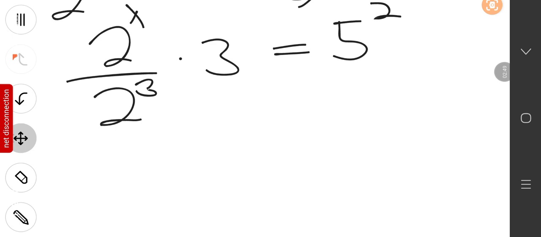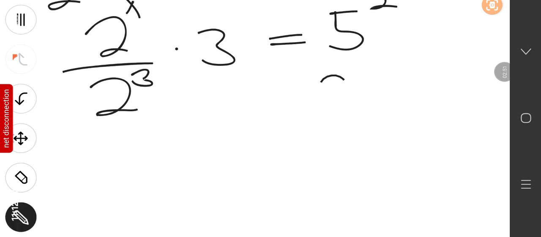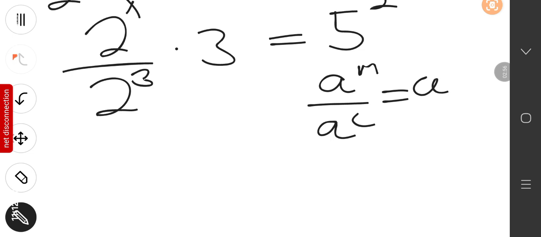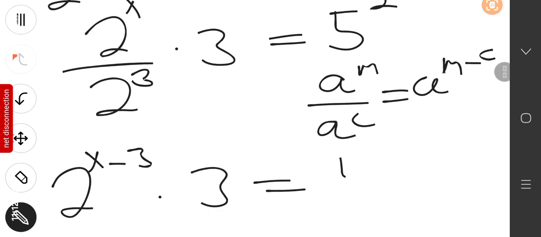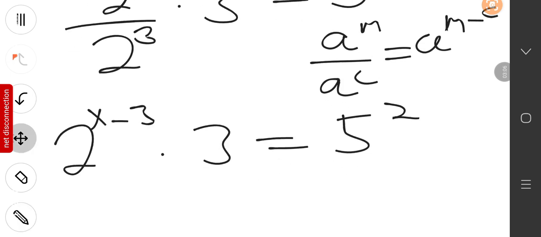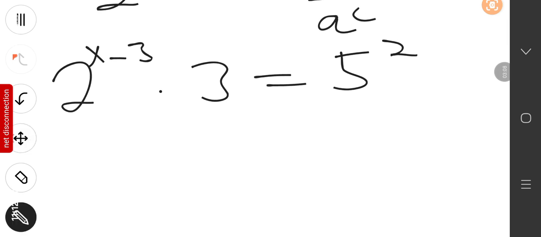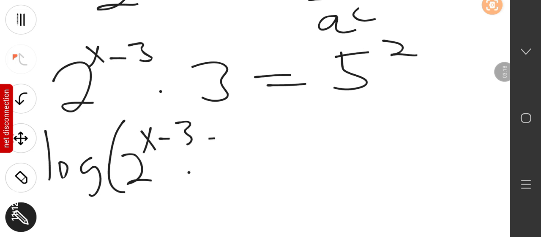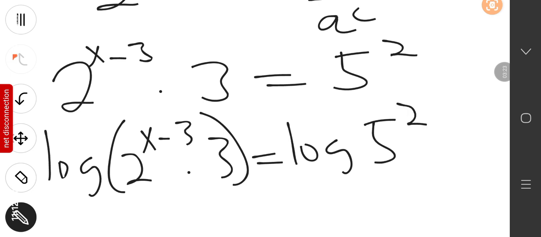Now let's apply the quotient rule. The quotient rule states that a exponent m over a exponent c is the same as a exponent m minus c. So we have 2 exponent x minus 3 times 3 equals 5 squared. Now let's apply logarithm. So we say log, so you're going to apply logarithm here, and here we have log 5 squared.